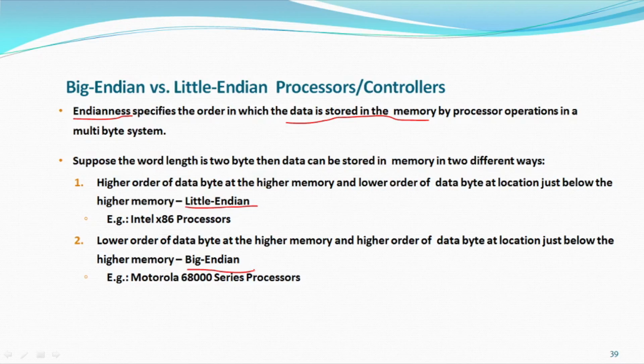Now I'll read out the definition given here. After that, I'll explain in detail with an example what exactly the difference is. As specified here, if the higher order data byte is stored at the higher memory, and the lower order data byte at the location below the higher memory, then it is called Little Endian. While if the lower order data byte is stored at the higher memory and the higher order data byte is stored at the location below the higher memory, then it is called Big Endian.